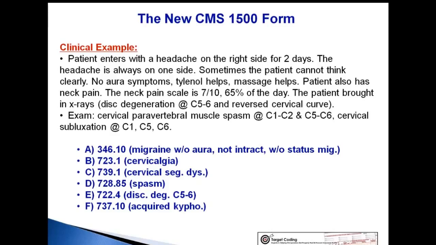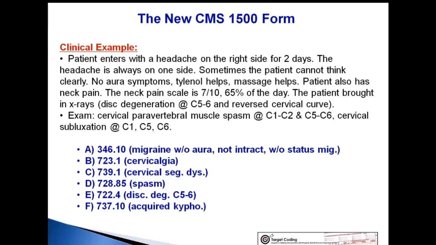So the patient might have different smells and confusing thoughts and can't think clearly. And this is before the headache even occurs. So this patient didn't have any aura symptoms. So 346.10, cervicalgia, 723.1, cervical subluxation, 739.1, 728.85 is your spasm or your muscle hypertonicity. Disc degeneration is 722.4, and the curve reduction or reversal is 737.10.